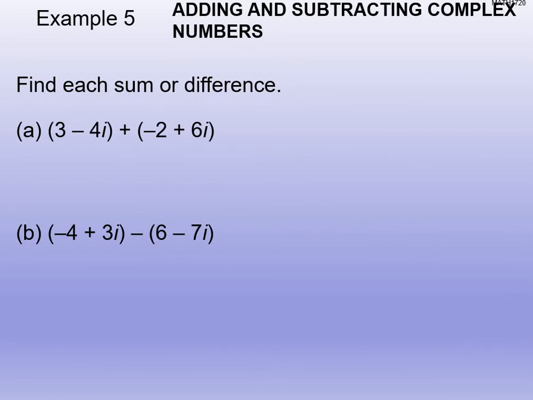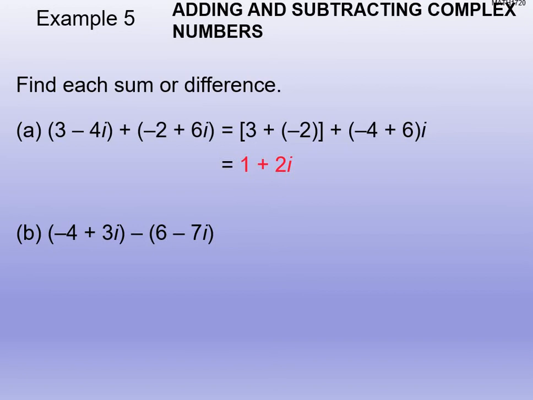So if we look at a, we have 3 minus 4i plus -2 plus 6i. Alright, so the real parts here are 3 and -2. The imaginary parts are -4 and 6, or I could say -4i and 6i. The imaginary parts stick together. So you're going to get 3 plus -2, so we end up with 1, plus -4 plus 6, so you're going to end up with 1 plus 2i.